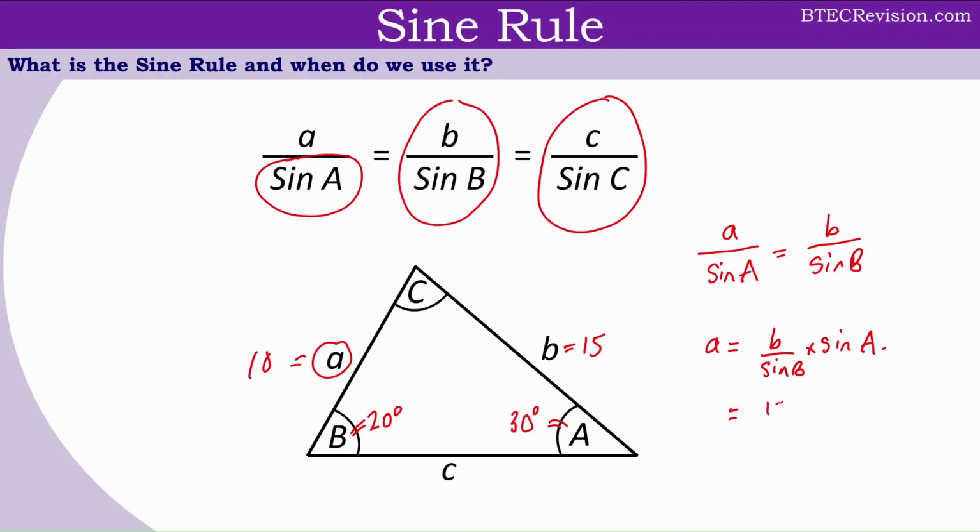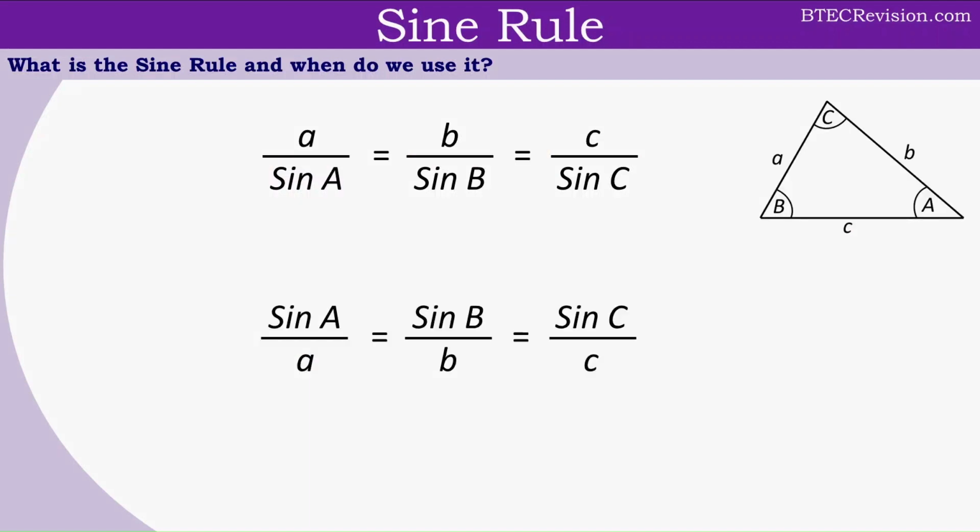So we have B is equal to 15 units divided by sine B. So sine B is going to be the angle opposite the length, so that's sine 20 degrees, multiplied by sine A, which is 30 degrees. I get 21.9 units to three significant figures. So you can see here, if you want to work out the length, you would need the opposite angle, and you would need another angle and its opposite length.